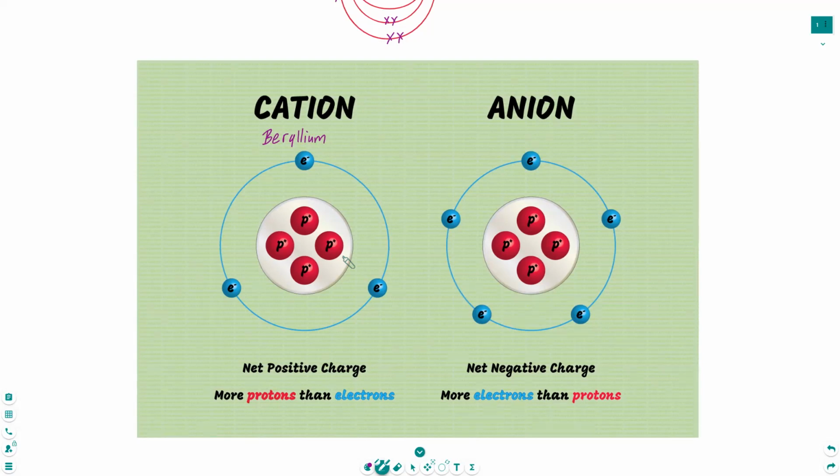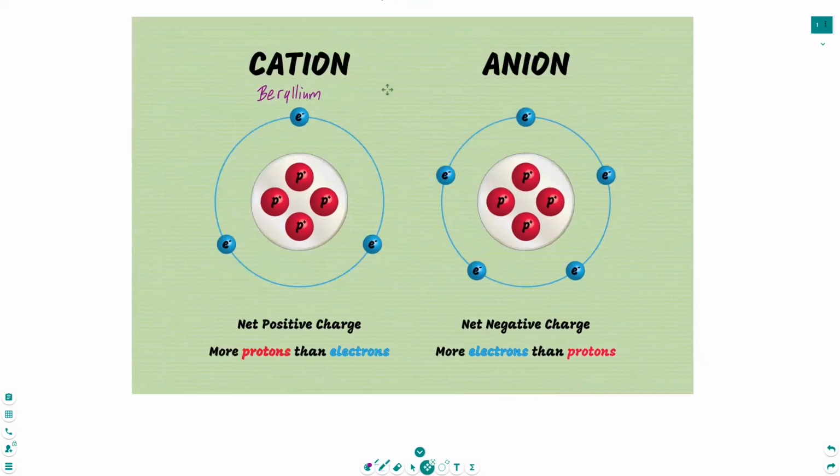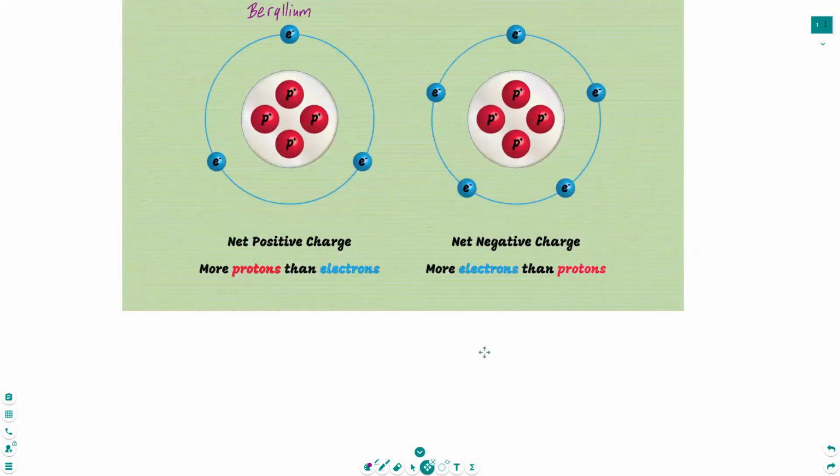So normally you would expect that if you have 4 protons, you would also have 4 electrons, but it simply means that this substance has lost an electron. All right. This diagram is not the most accurate, to be honest, because beryllium should have had 2 electrons on its inner shell and 2 on its outer shell. But this is just to show you that if you have more positive charges than negative charges, then you are a positive ion called a cation. And if you have more electrons than protons, then you are a negative ion called an anion.